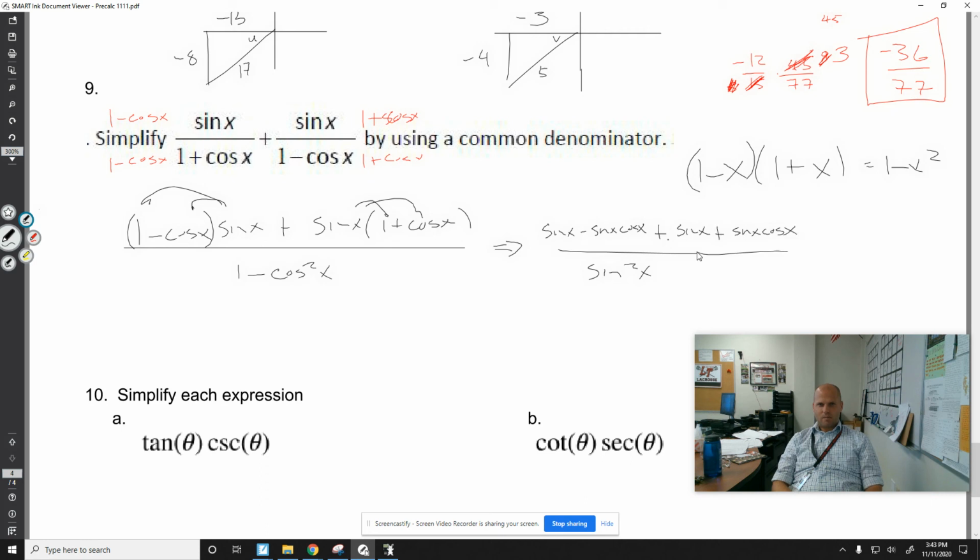Why did I do that? Because watch. Minus sine x cos x plus sine x cos x, that's gone. Sine x plus a sine x is like x plus x. X plus x gives me 2 x's. That's why. Sines cancel. I get my final answer, 2 over sine x. It's a great one.